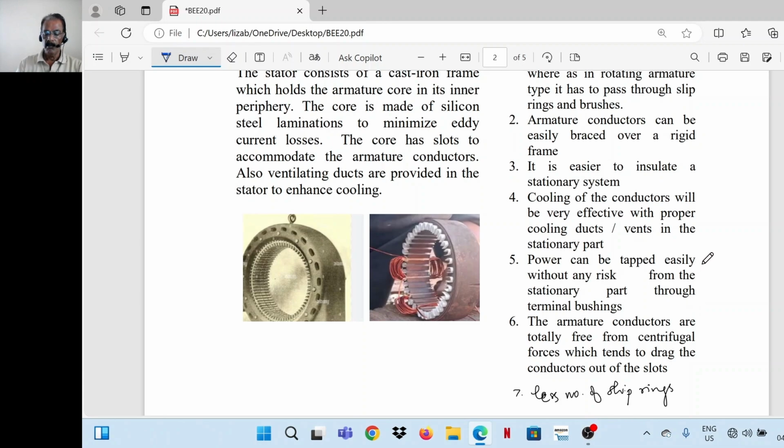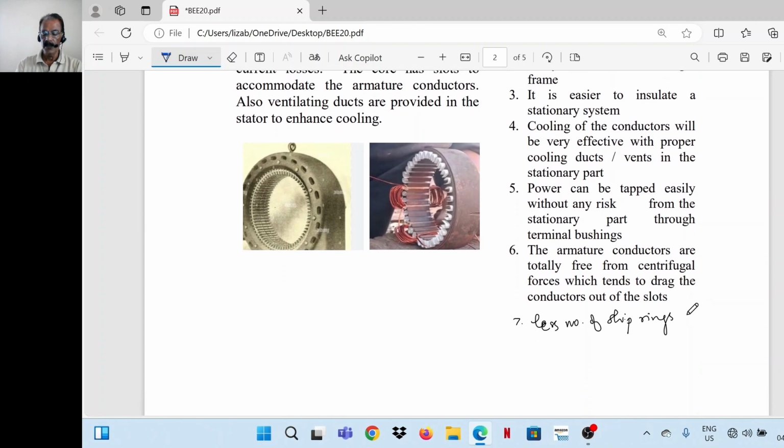Then power can be tapped without any risk from the stationary part through terminal bushings. Slip rings are not required. The armature conductors are free from centrifugal forces. That is, in case of a rotating armature, any rotating body will be experienced by a centrifugal force, a force which is outward force. So in case of a rotating armature, there will be a force outward, but in case of stationary armature, that will not be there. So for mechanical stability, a stationary armature construction is better.